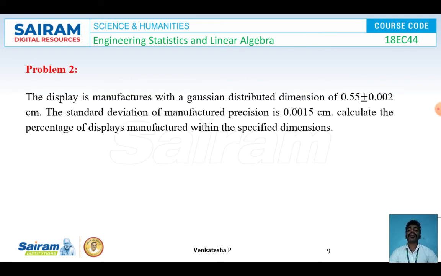Problem number 2. A display is manufactured with a Gaussian distributed dimension of 0.55 plus or minus 0.002 centimeter. The standard deviation of the manufacturing precision is 0.0015 centimeter. Calculate the percentage of displays manufactured within the specified dimensions.